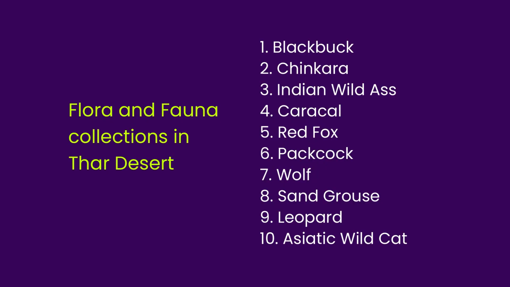Next, we will discuss the flora and fauna of the Great Indian Desert. The Great Indian Desert has a wide collection of flora and fauna. Some of the fauna are as follows. Blackbuck, chinkara, Indian wild ass, caracal, red fox, peacock, wolf, sand grouse, leopard, Asiatic wildcat. The region produces herbaceous plants like cactus, neem, khejri, acacia nilotica, among others. All these plants can accommodate themselves to high or low temperature and difficult climatic conditions.